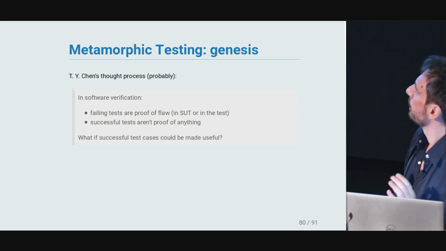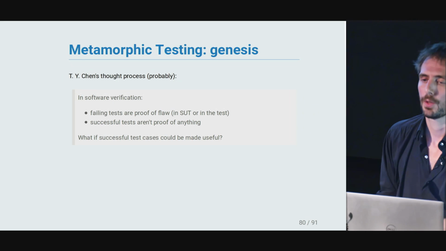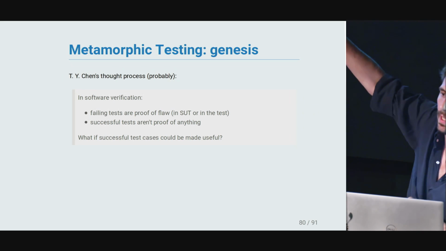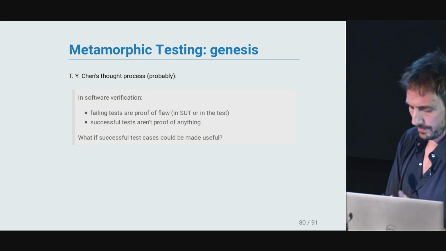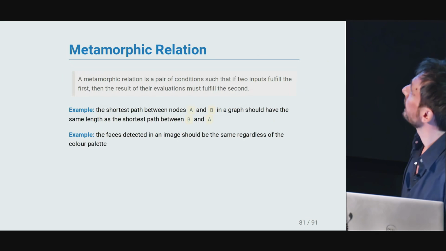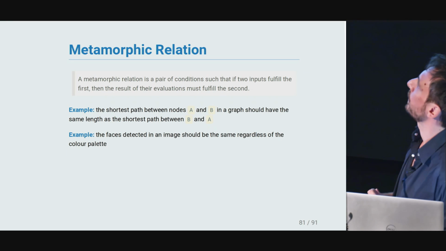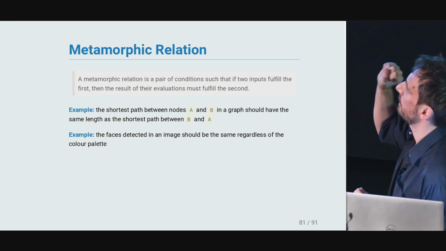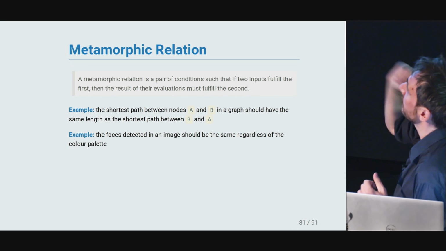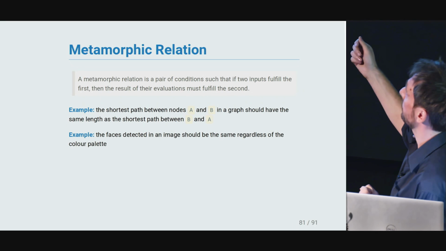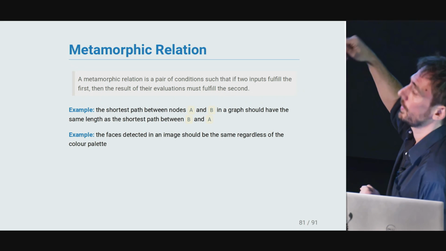And so T.Y. Chen thought, well, what if I could make successful test cases actually useful? And so he thought about that quite a bit. I'm actually paraphrasing his paper on the genesis of metamorphic testing. I'm not inventing that whole thing. So he thought about that really hard, and he came up with this definition, simplified because the actual definition is a couple of pages of mathematical equations, and I didn't have the room nor the brain to do that here. So a metamorphic relation is a pair of conditions such that if two inputs fulfill the first, then the result of their evaluations must fulfill the second.